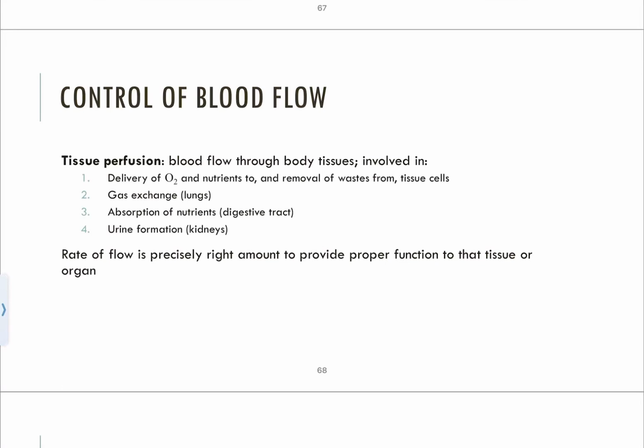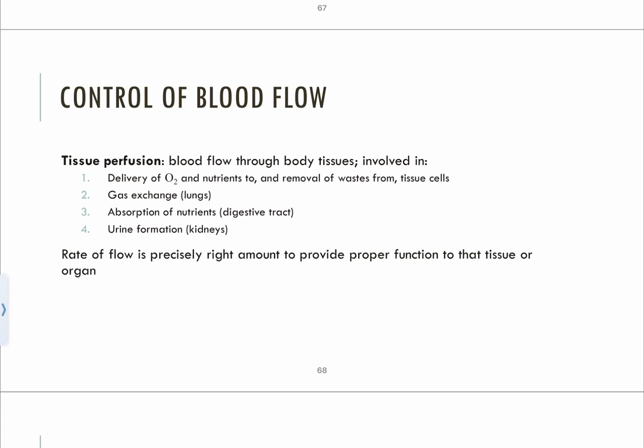Okay, so now moving on to section 9 of chapter 19, we're going to talk about the controls that determine the flow of blood through our tissues. We have two types of control. We have intrinsic mechanisms as well as extrinsic mechanisms.